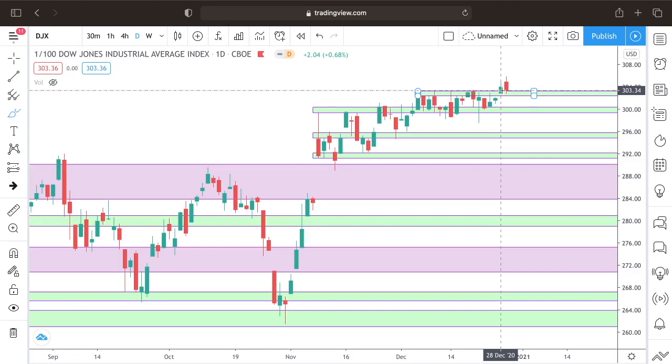What we do not want to see is prices breaking above the resistance level and then immediately falling back into the range. And that is what we call a false breakout. So in this case, so far we have not seen a false breakout after prices broke above the resistance level.